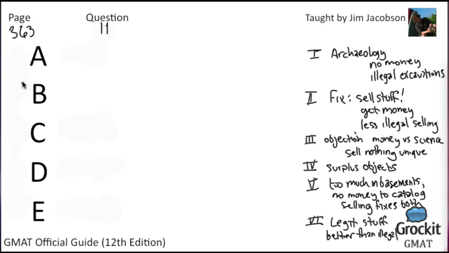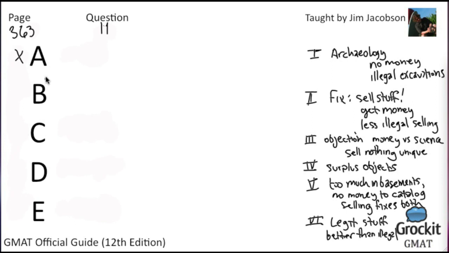We do find out that, of course, people can't see them. They're not as accessible. It does say, sold artifacts could be more accessible than are the pieces stored in bulging museum basements. But just because they're more accessible doesn't mean that the ones in the basements are not accessible. So this is not it.